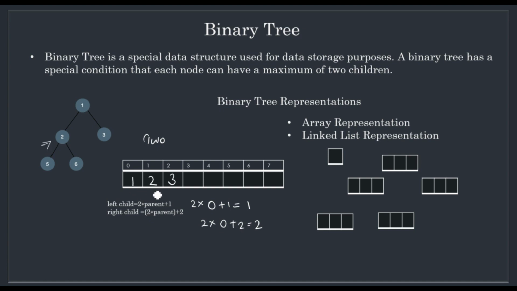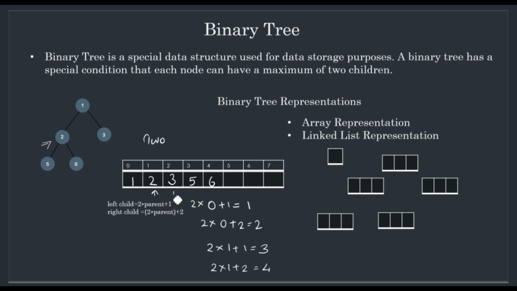Now we check the children of the next index, that is 2. Node 2 has two children, 5 and 6. So 2 into the index of 2, which is 1, plus 1 gives 3, and also 2 into 1 plus 2 gives 4. So 5 should be saved at index 3 and 6 should be at index 4.